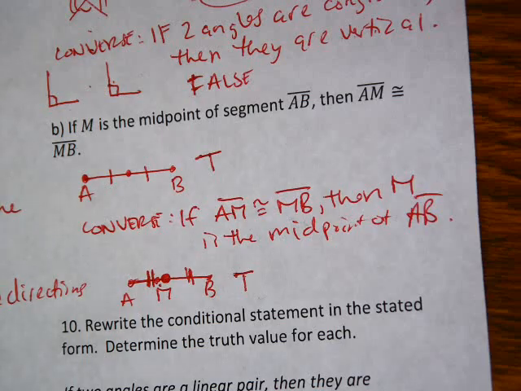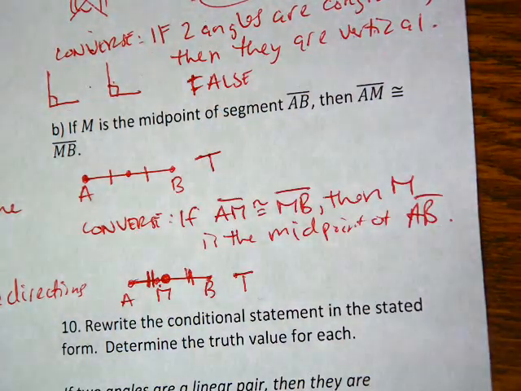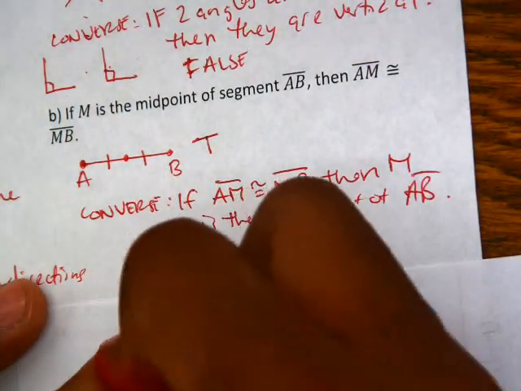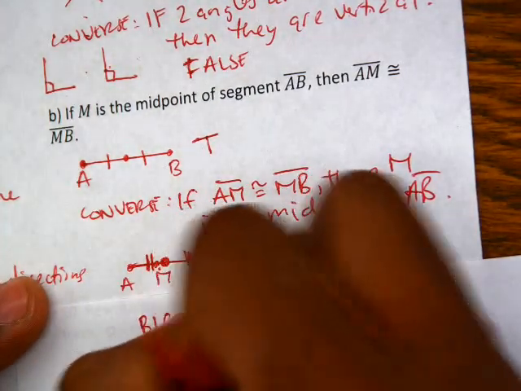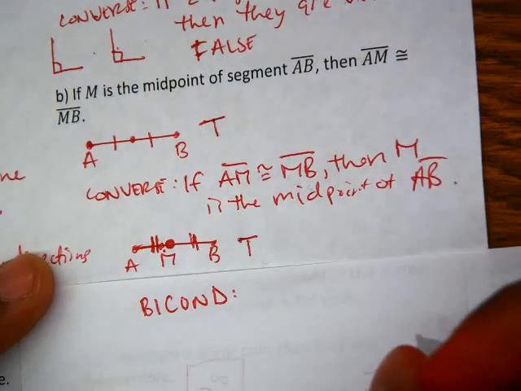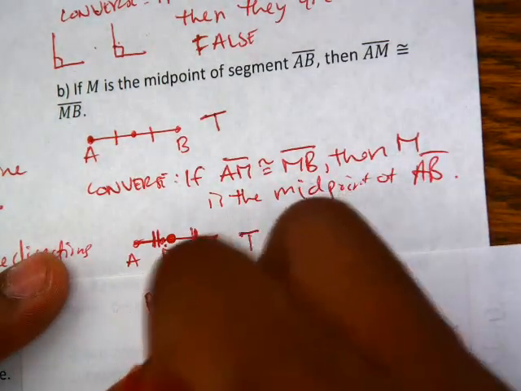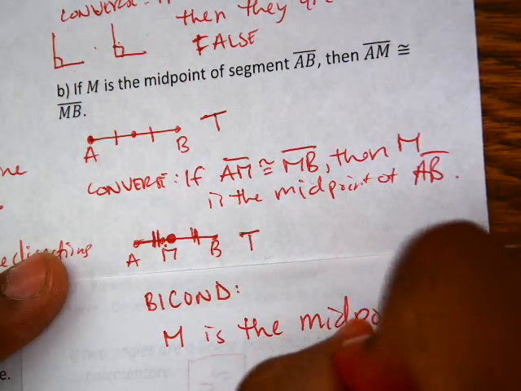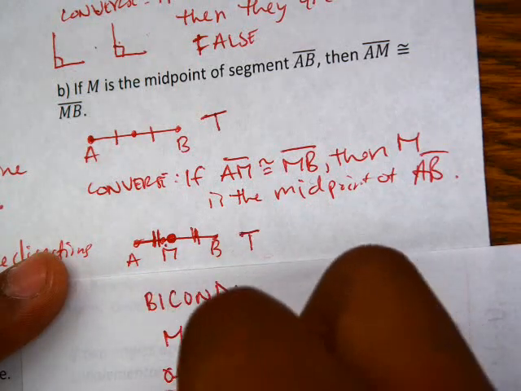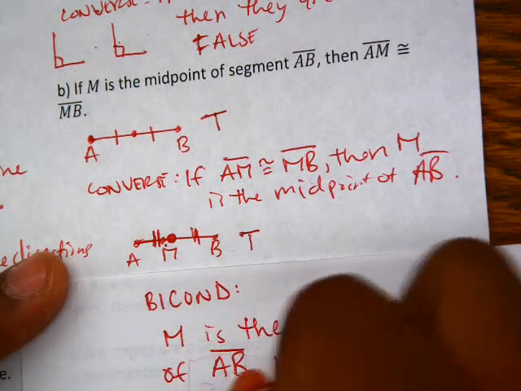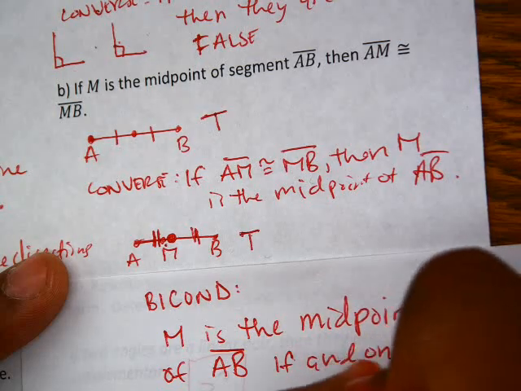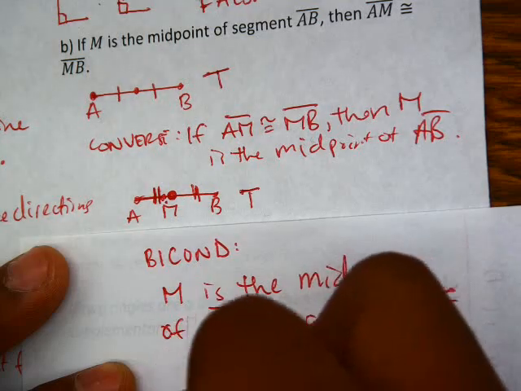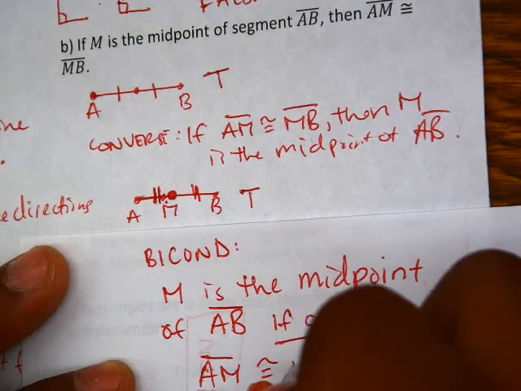So yes, we can write a biconditional. I ran out of room, so here's our biconditional. M is the midpoint of a segment AB if and only if, those are the key words when you're writing a biconditional, AM is congruent to MB.